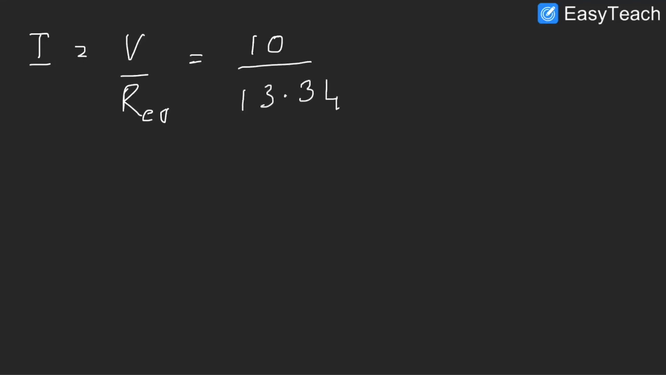Now we find the current. The current being supplied is V by R equivalent. V is 10 volts, R is 13.34, so that would be 0.75 amperes. So now we found the main current.